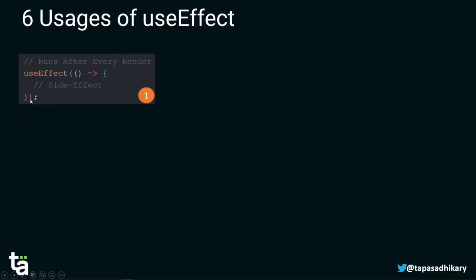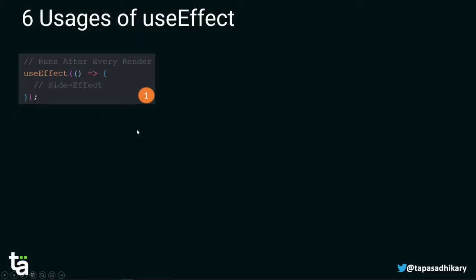Now, if you don't pass this second argument, the dependency array, it means that you want this useEffect, the side effect, to run on every render of this component. So if you have a use case of running the side effect on every render of the component, you just do useEffect, put your side effect inside this function, and don't declare any dependencies at all.